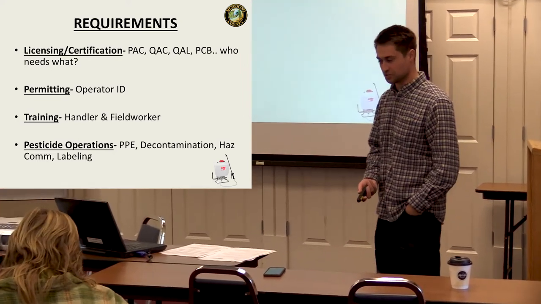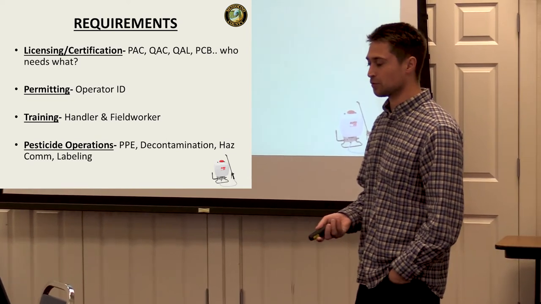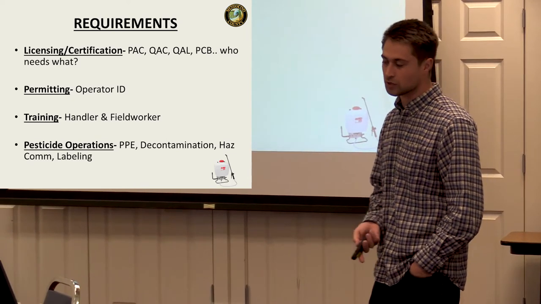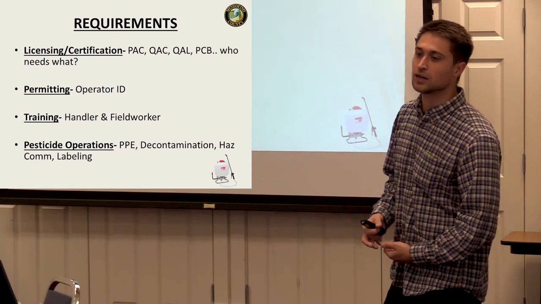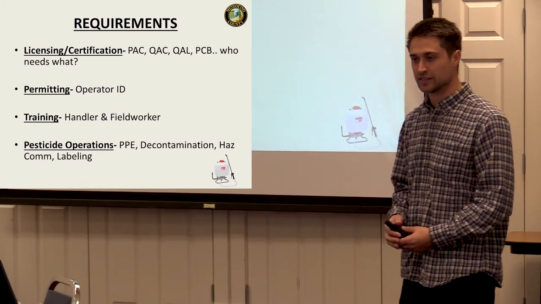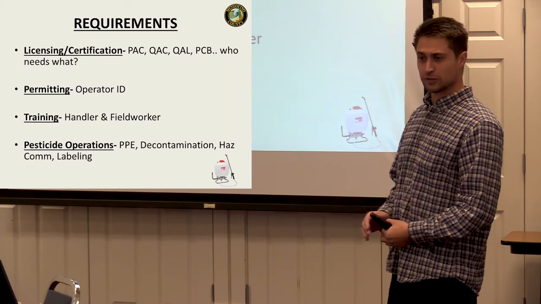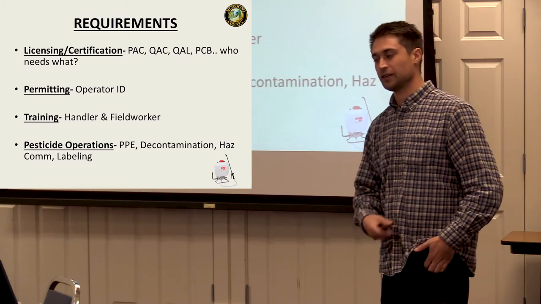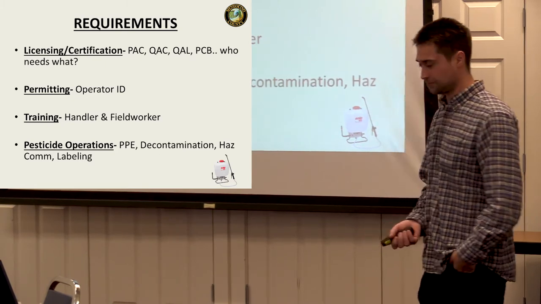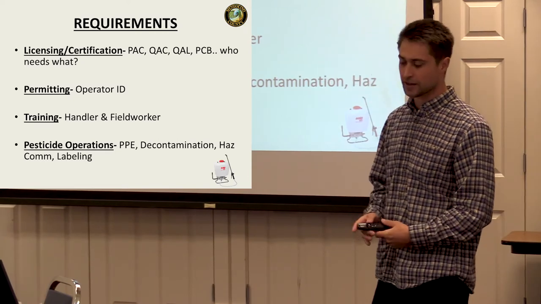topics. So first one's going to be licensing and certification. We'll go over four different types, who needs what, when. Then we're going to go over permitting, what's known as the operator ID. And then training, the two different types of training, the handlers and the field workers. And then the pesticide operations. So like PPE, decon, labeling, things like that.